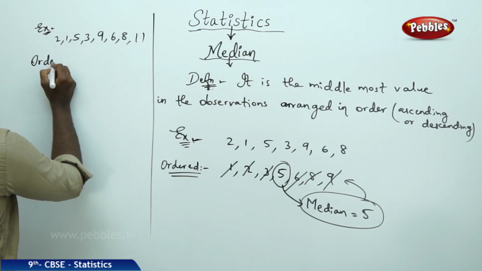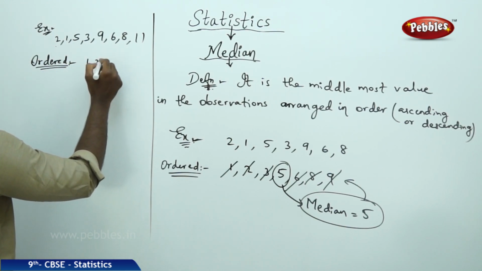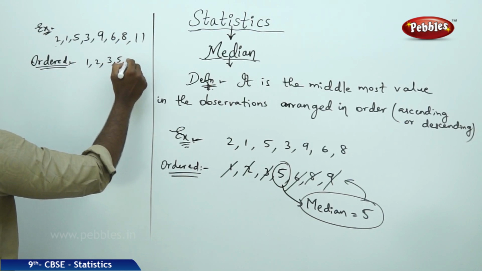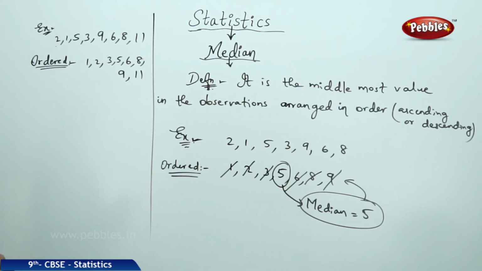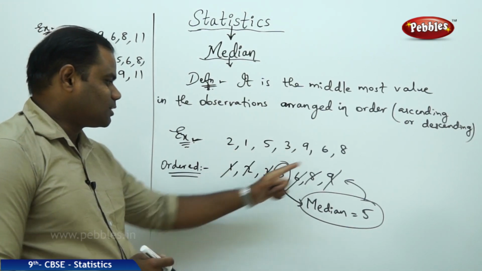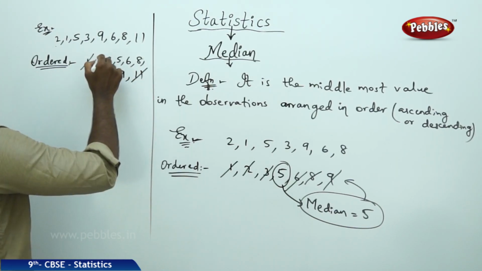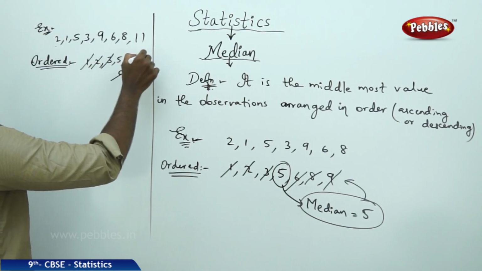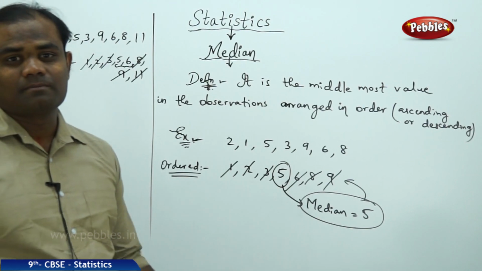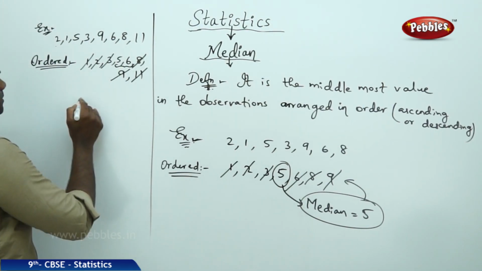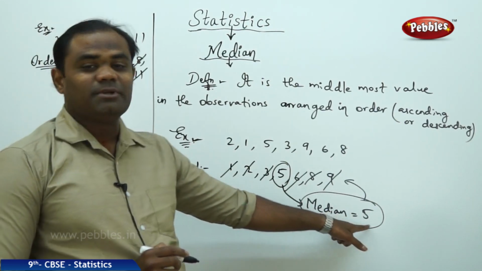The first thing I do is I put them in order: 1, 2, 3, 5, 6, 8, 9 and 11. Now let's pick the middle term by using the concept of striking off the first and last. The first and the last, second, second last, third last, but I cannot strike both, then there's no median existing. So here I have 2 terms which are tied. Here there's only 1 term and hence median is 5.